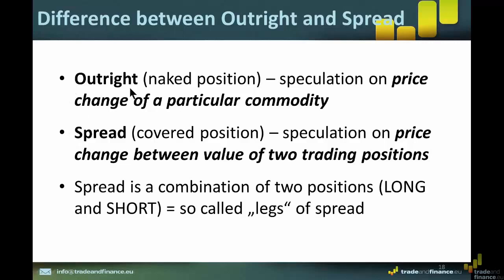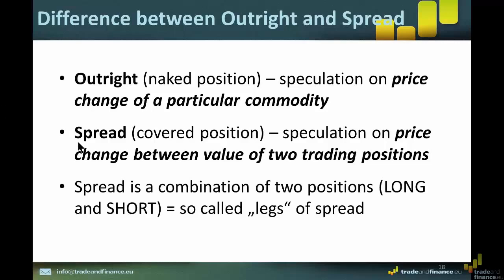The outright position is something we call the naked position, and this is the situation when we speculate on price change of a particular commodity. That would be the case of wheat that I showed. We were selling wheat, so we speculated on price decline of the wheat. And then the flood came and the price of wheat started rising. So that was a typical outright position. That would be a naked position, which is exposed to fundamentals.